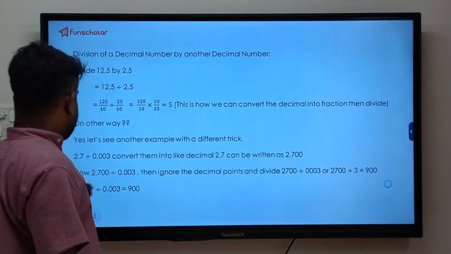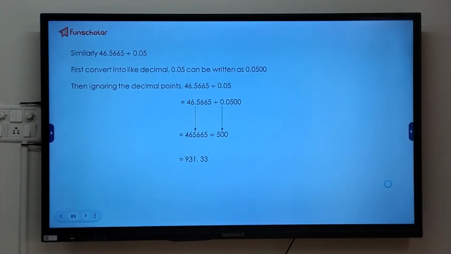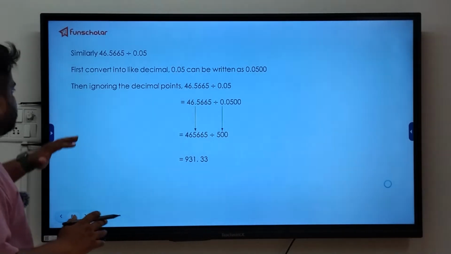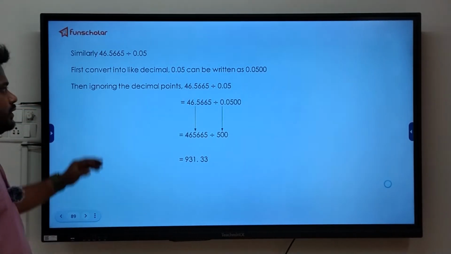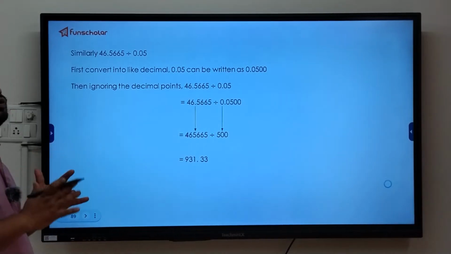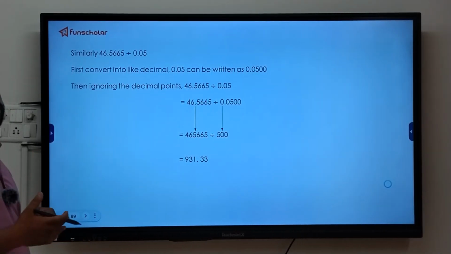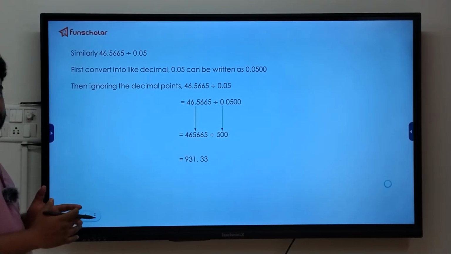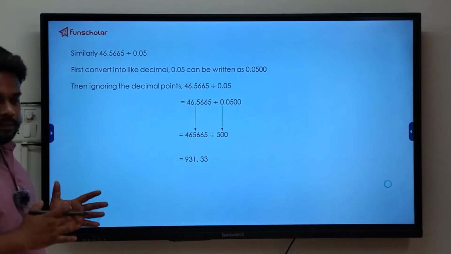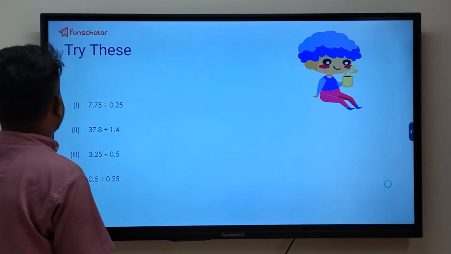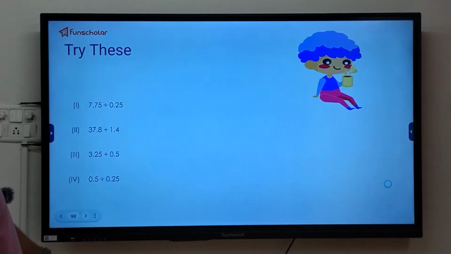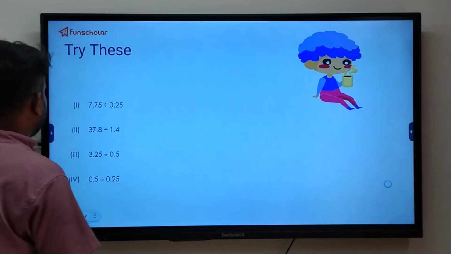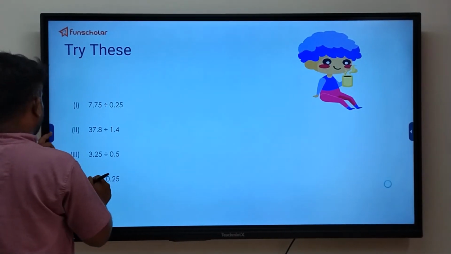Okay, the next one. Similarly, we can also do these kinds of operations for these examples as well. You can find many examples from your book chapters, and you try to solve them in the same method. Yes, these are the sums, you can try them at home. Okay, let me do one for you.